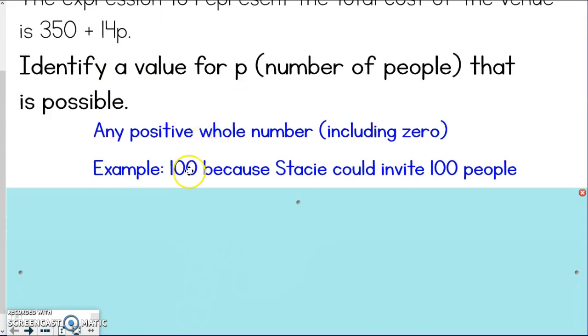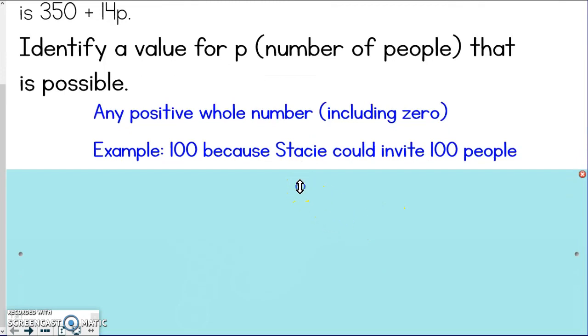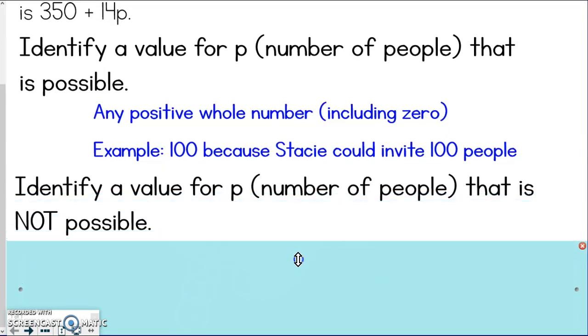Okay, now here's what we really want to get more into. So again, make sure you picked something and gave some kind of explanation the way I did. I gave you an example here. You can either use it or go off of it to come up with your own. But the second question is to identify a value for p, again, number of people, that is not possible. Because while there are tons of options for p, it is not an infinite amount. There are some that would not make sense in this situation. Now, in other situations, there might be an infinite number of possibilities because all the numbers might be possible. But in this particular case, there are some that are not possible.